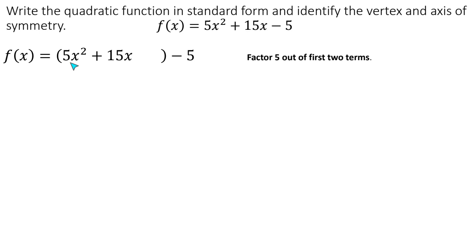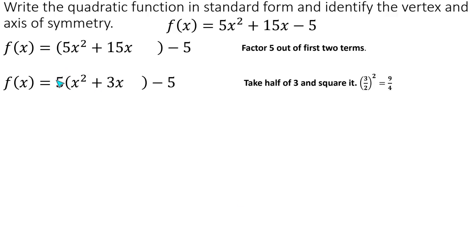Okay. So to factor it out, you're just dividing 5 by 5 and 15 divided by 5. So if we bring it outside, then we're left with x squared, and 5 times 3 is going to be this 15. So second step, take half of 3. So if we take half of 3, we get 3 halves, and then we're going to have to square it. So 3 halves squared is 3 halves times 3 halves, which would be 9/4.